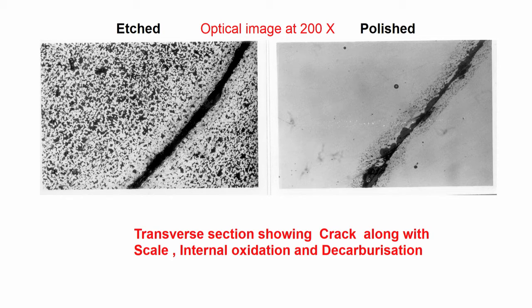So, we find that the microstructure just adjacent to the crack is decarburized, there is some scale, and there is some internal oxidation. These you can see, or you can also see part of it in polished condition, but the decarburization you cannot see under polished condition.